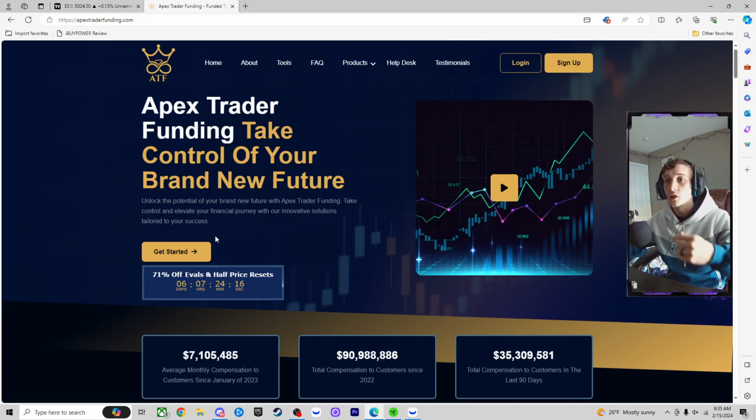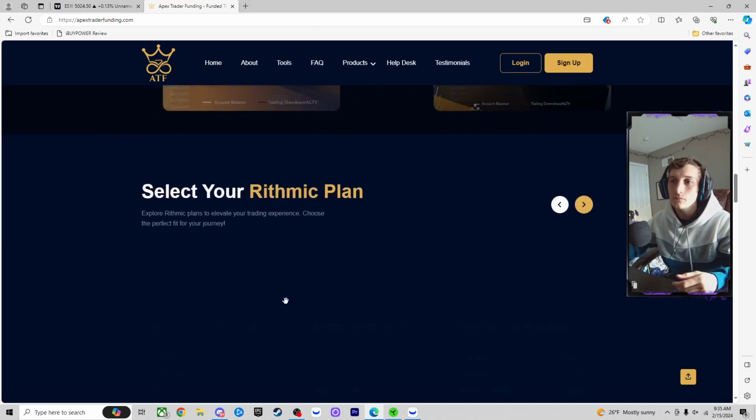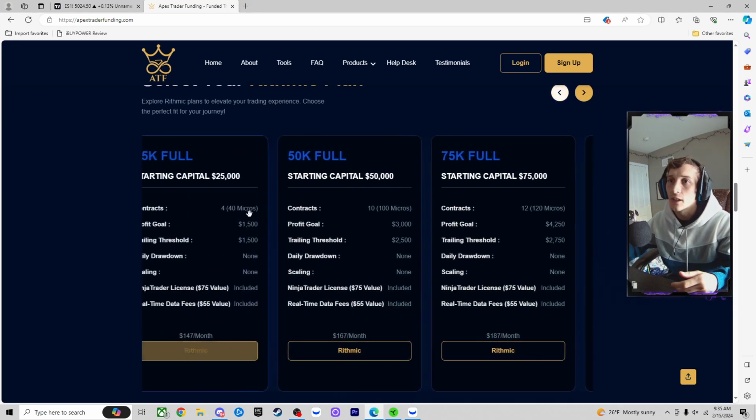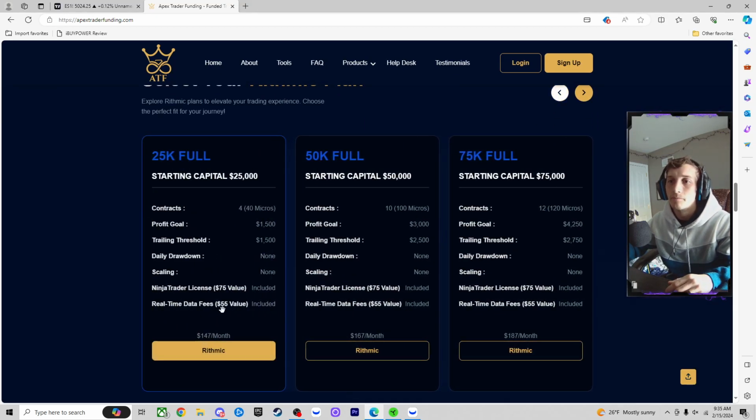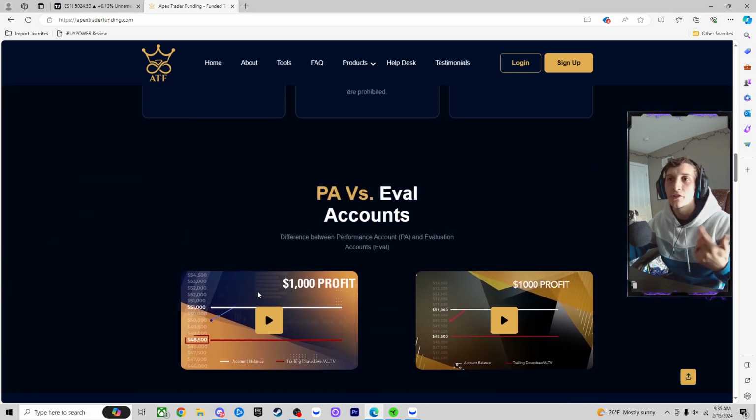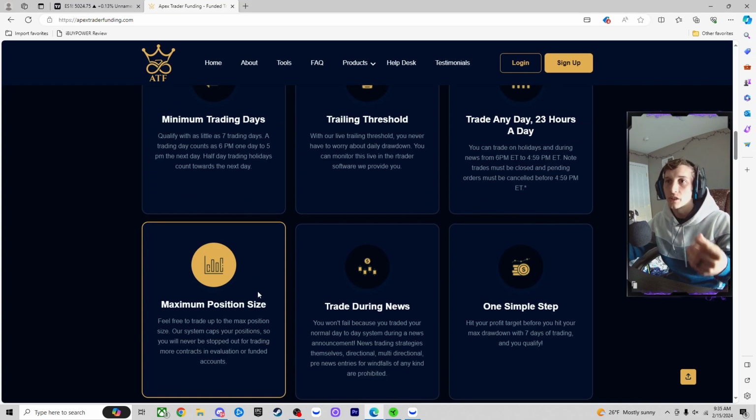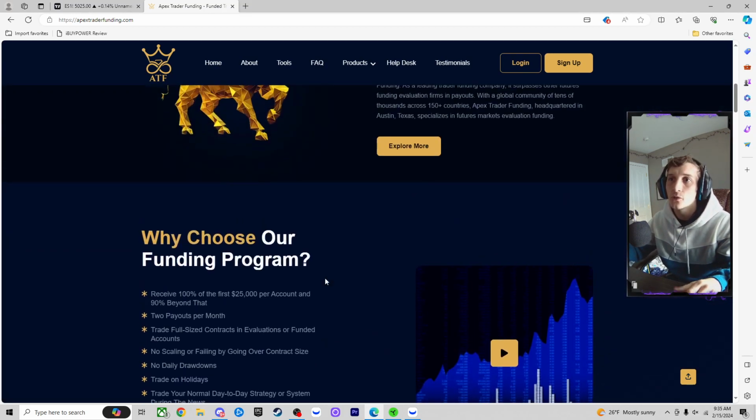But it's the opposite if you go with the 25K account, because the 25K account over here is $147, and with 71% off, it's probably like 30 to 33 bucks. So that is arguably cheaper to just buy a new account than to do a reset. So you have to look through here and just see what works best for you. But I wanted to introduce this to a lot of you guys.